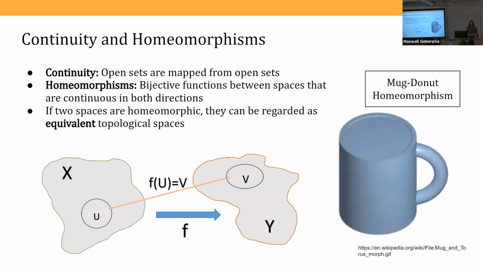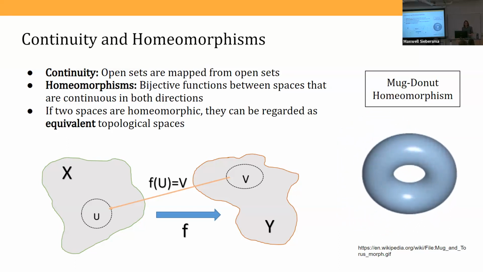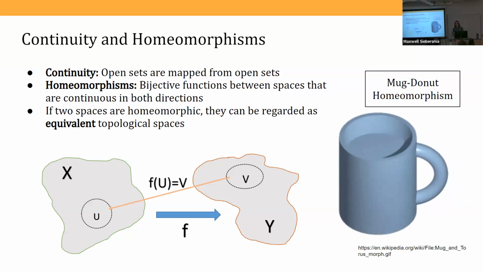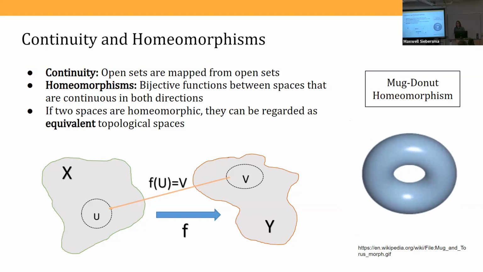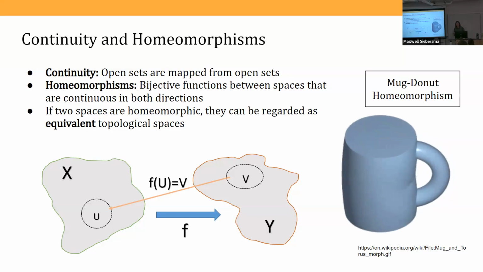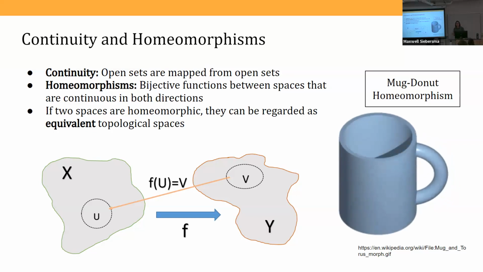Homeomorphisms are bijective, so one-to-one onto functions between spaces that are continuous in both directions. What this means is that the open sets are always going to get mapped cleanly to new open sets in both directions. So we can talk about the topologies as equivalent.